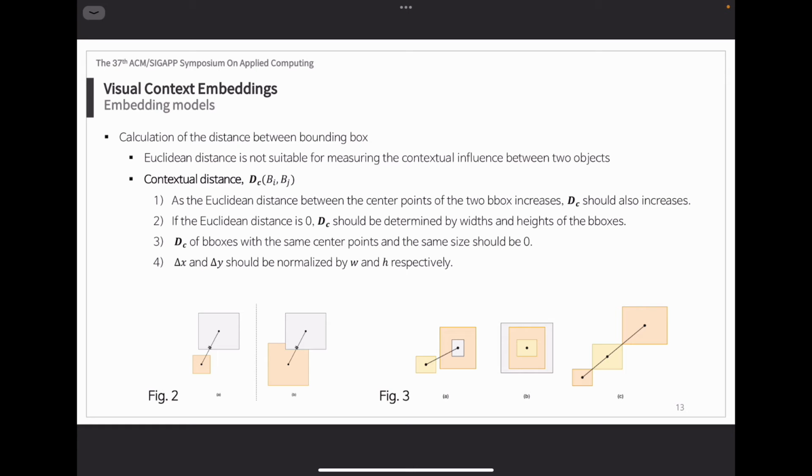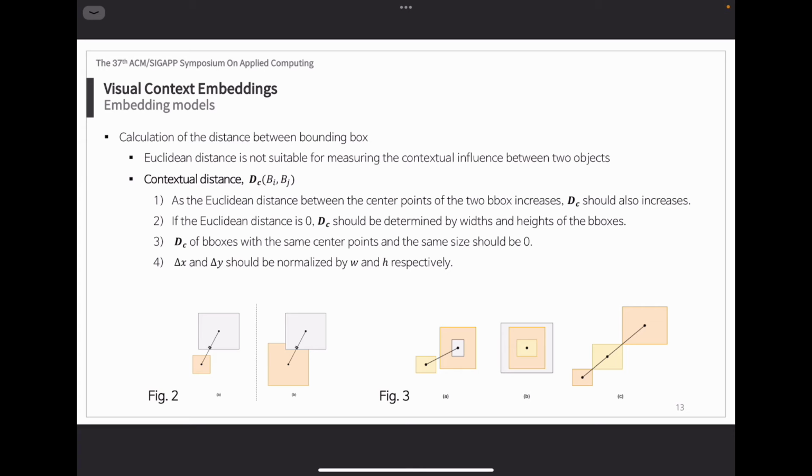1. As the Euclidean distance between the center points of the two bounding boxes increases, the contextual distance should also increase. 2. When the Euclidean distance is 0, the contextual distance should be determined by the width and the height of the bounding boxes. 3. The contextual distance of the bounding boxes with the same center points and with the same size should be 0. 4. The difference between x and the difference between y of the two bounding boxes should be normalized by width and height respectively.